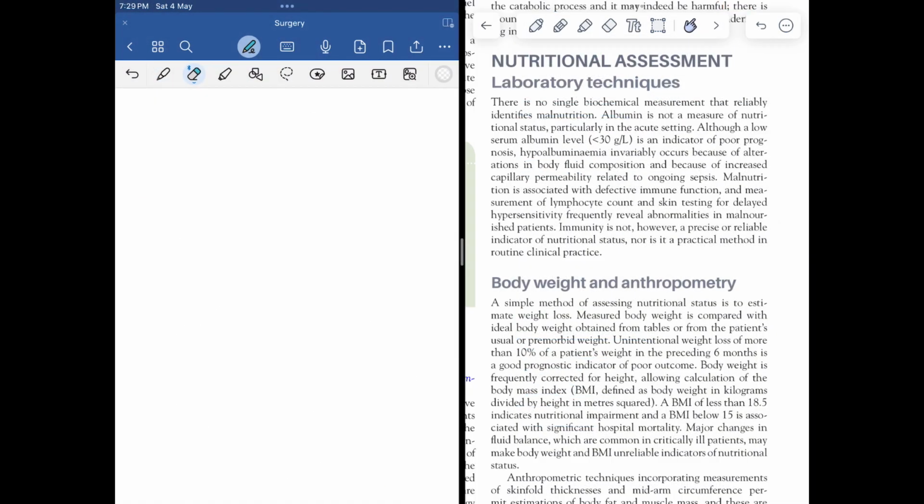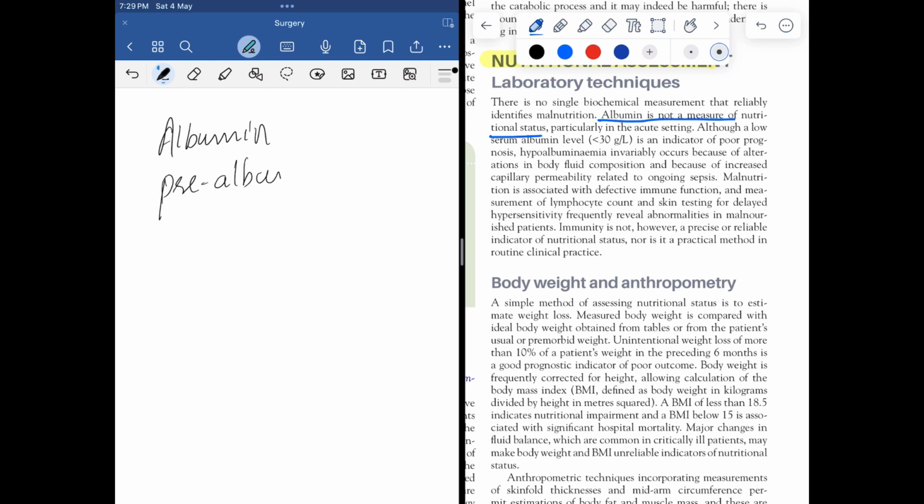Now we're going to discuss the nutritional assessment. In laboratory techniques, we will check the biochemical measurement. There is no single biochemical measurement that will reliably identify malnutrition. Albumin is not a measure of nutritional status, particularly in the acute setting. A low serum albumin, that is less than 30 grams per liter, is an indicator of poor prognosis, but pre-albumin is a better indicator.